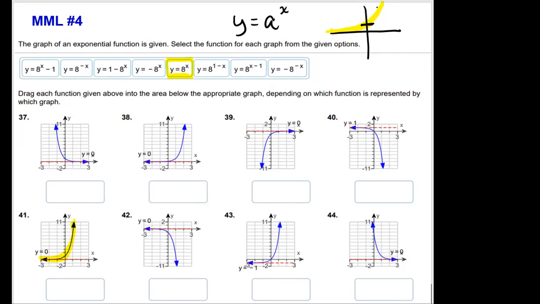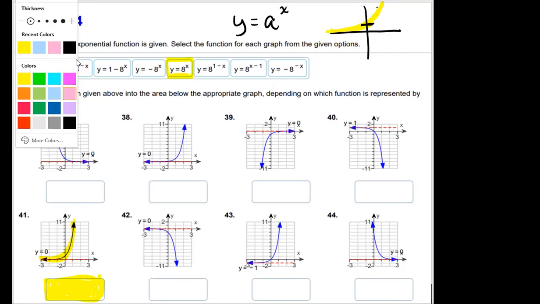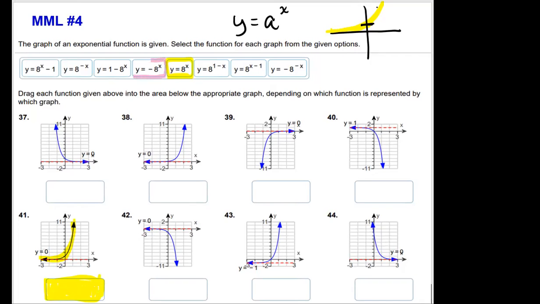So I would click on the y equals a to the x, drag it and drop it into this box right here. Now, it's a guessing game at this point. The next one I would go after would be this one, because it's the same basic 8 to the x, but they put a negative in front of it. And remember, when they put a negative in front of it, it flips around the x-axis. So instead of going through 0, 1, it's going to go through 0, negative 1. So I'm looking for that graph that looks like that.